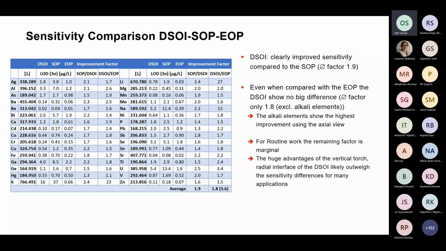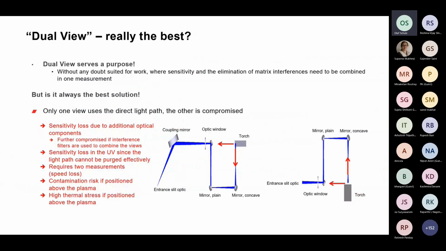And for many routine tasks, this difference should be marginal, particularly when considering the huge benefits: the vertical torch radial interface, the drastically reduced matrix interferences, better precision and stability, certainly only a single plasma view analysis, which saves time, no contaminated interfaces, and at the end of the day, certainly also less maintenance. Now, for a single application, a decision which observation technique provides the best results can easily be made. But what if there are many? Well, to view the plasma with 2 interfaces seems to solve this dilemma.